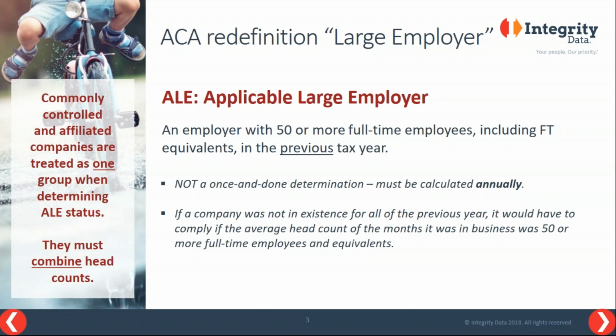You need to be aware of the following details when determining classification. ALE status is not a once and done determination. It is actually calculated annually as part of your report to the IRS so they know each year which employers they can expect submissions from in the following year. If your company was not in existence for all of the previous year, you are still required to comply if the average headcount of the months you were in business was 50 or more full-time employees and equivalents.